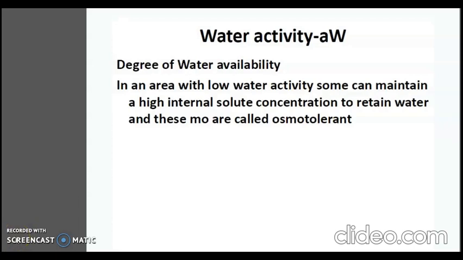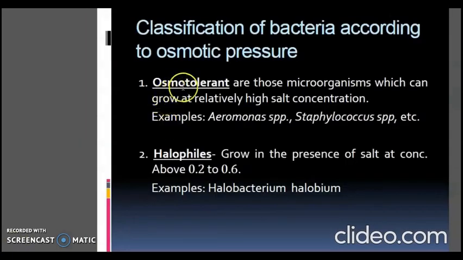Osmotolerance can also be defined in a different way based on the degree of water availability. In an area with low water activity, some organisms can maintain a high internal solute concentration to retain water, and such organisms are also termed as osmotolerant. Examples of osmotolerant include Aeromonas and Staphylococcus species, and an example of halophile is Halobacterium halobium, salinarium.